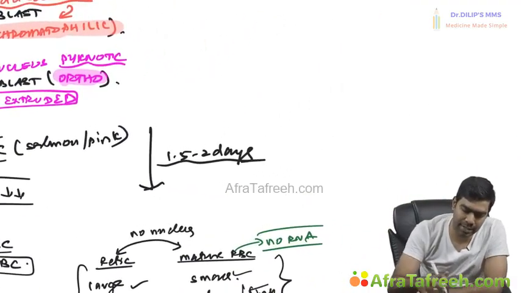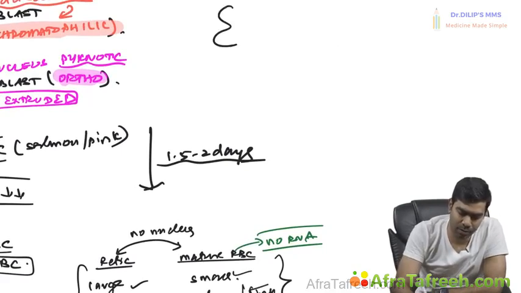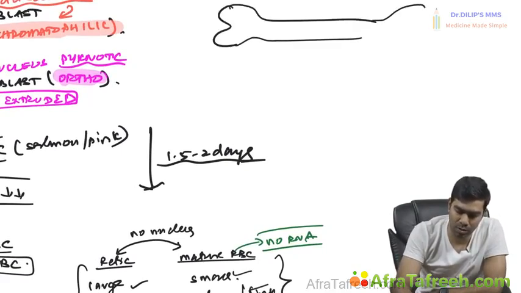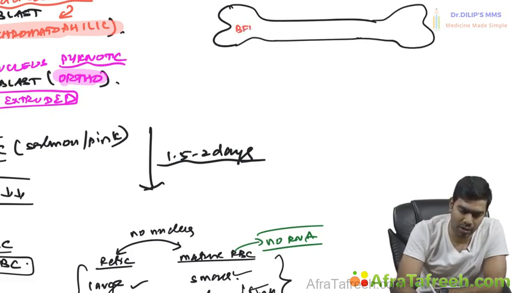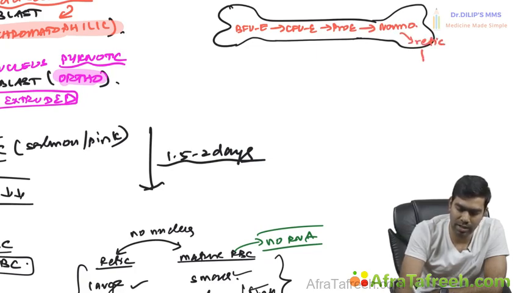So if you want to illustrate this, I can tell it in the form of a bone marrow illustration also. You have a BFUE which becomes a CFUE, which becomes a proerythroblast, which becomes the normoblast stages, and this normoblast becomes a reticulocyte. This reticulocyte is released into the circulation, and this reticulocyte is going to become a mature RBC.